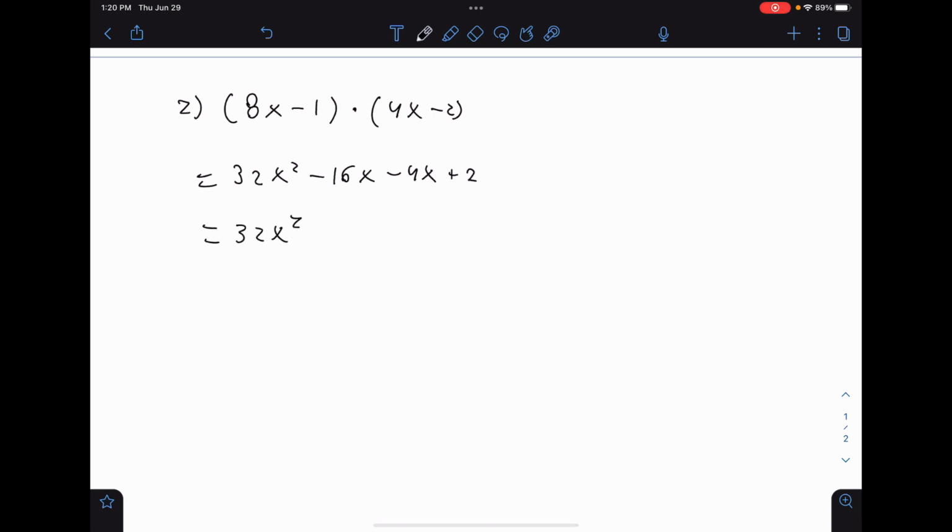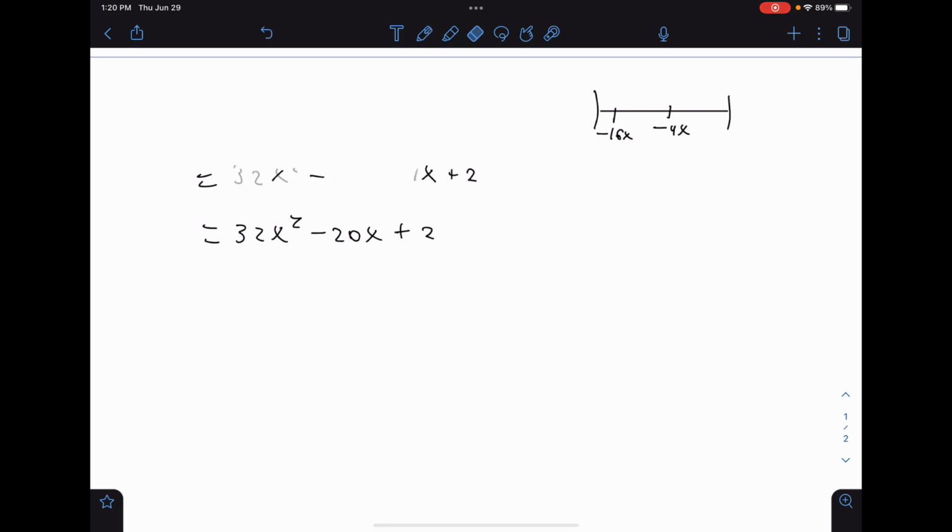So, 32x squared, and then we have a negative 16x and a negative 4x. Let's think back to the video before. How do we add together two negatives? Together, we have negative 20x now. So, our next term is 2, and we just leave that because there's no like terms. And that's it. And that's how you do the FOIL method.